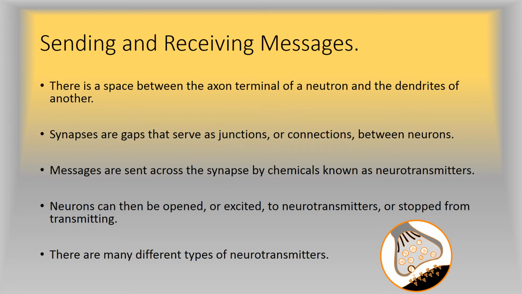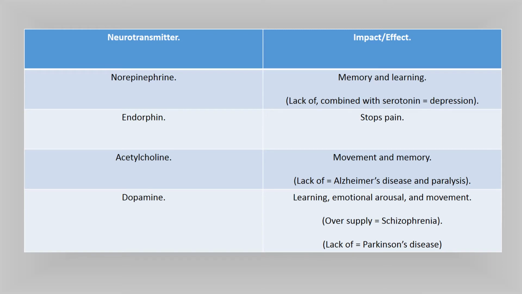And there can be very many different types of neurotransmitters as well. Here's some of them. I'm probably going to mess up some of their names, so forgive me. Norepinephrine deals with memory and learning, and some different symptoms can occur with this. If there's a lack of that, and you combine it with serotonin, it can create depression. Endorphin is a neurotransmitter that stops pain. Acetylcholine deals with memory and movement, and if there's a lack of this, there can be Alzheimer's disease and paralysis. And then dopamine deals with learning, emotional arousal, such as being happy and sad, and movement.